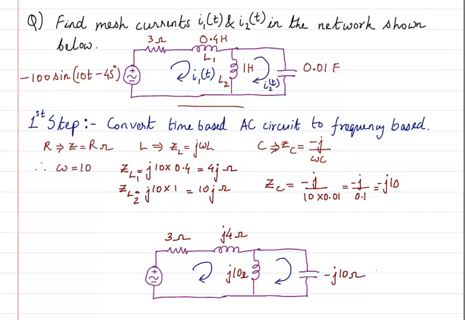Now what is remaining is the voltage. Here the voltage is written in time domain, so I will write V of t. But here we will write capital V. Why? Because in the frequency domain it is always written in capital. Then I have this one to be converted into phasor.